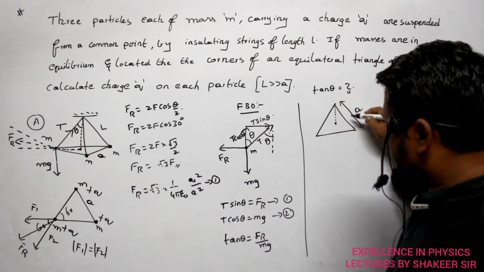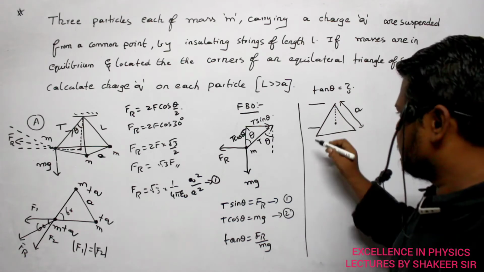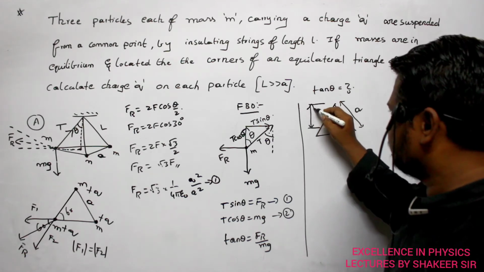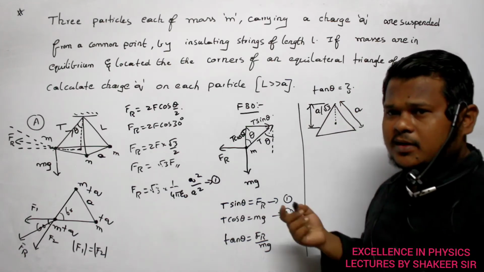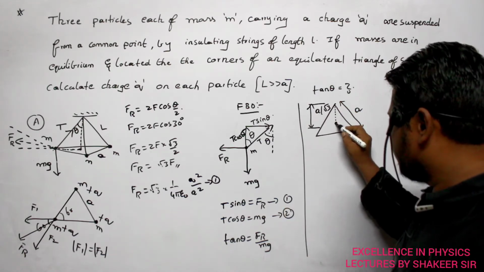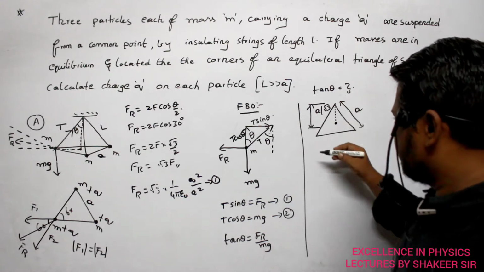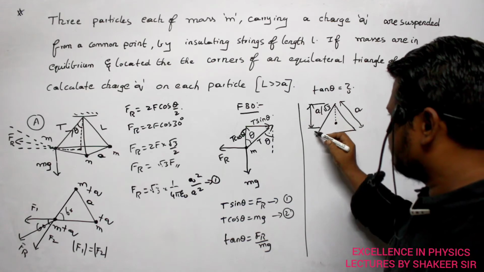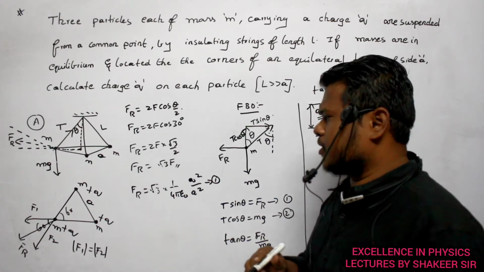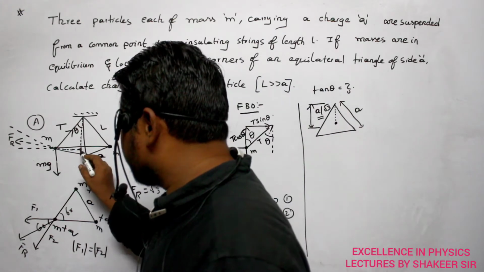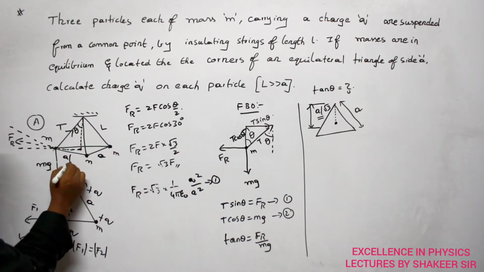If side of the triangle is A, then what will be this distance? This distance will be equal to A by root 3. This already we have studied in the last classes, no? Already we have studied that the centroid divides this line in the ratio of 2:1. After doing the total calculation, this length we have calculated as A divided by root 3. So the length of this line is A divided by root 3.